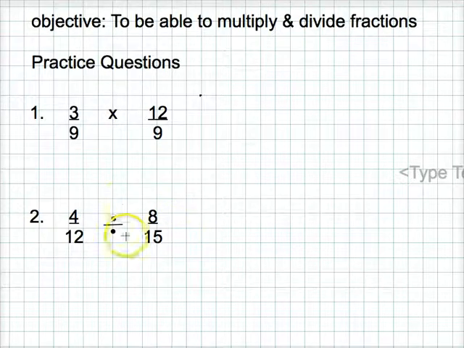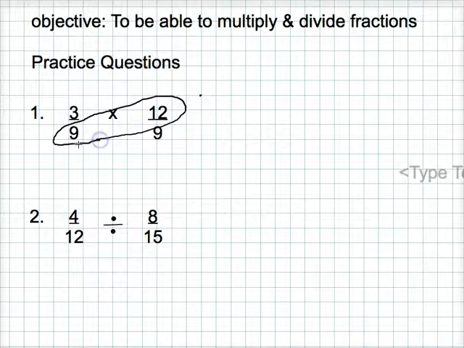Okay, question 1. When we're multiplying fractions, first thing to do is look to see if there's any simplifying that we can do, any cross cancelling. If we have a look diagonally, is there a factor of 9 and 12, a common factor? Yes, there is, 3. 3 goes into 9 3 times. 3 goes into 12 4 times. So we can cancel those 2 down. Have a look the other way.